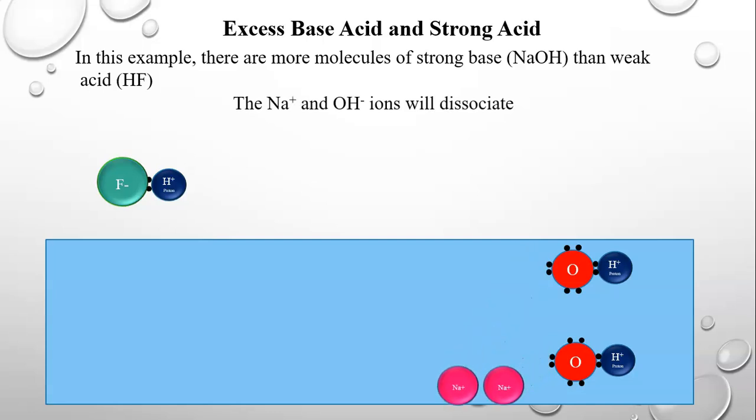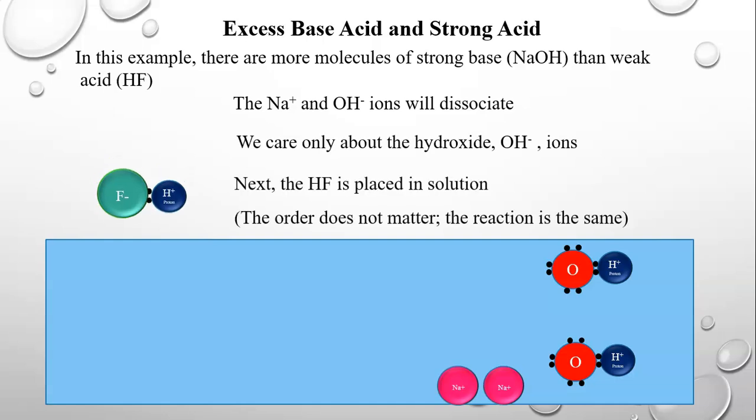The sodium and hydroxide ions will dissociate, so we don't care about the sodium ions on the bottom. They're spectators. But we have two hydroxides. That's made the solution basic. It's now a base solution with a pH above 7. We care only about the hydroxide OH ions.